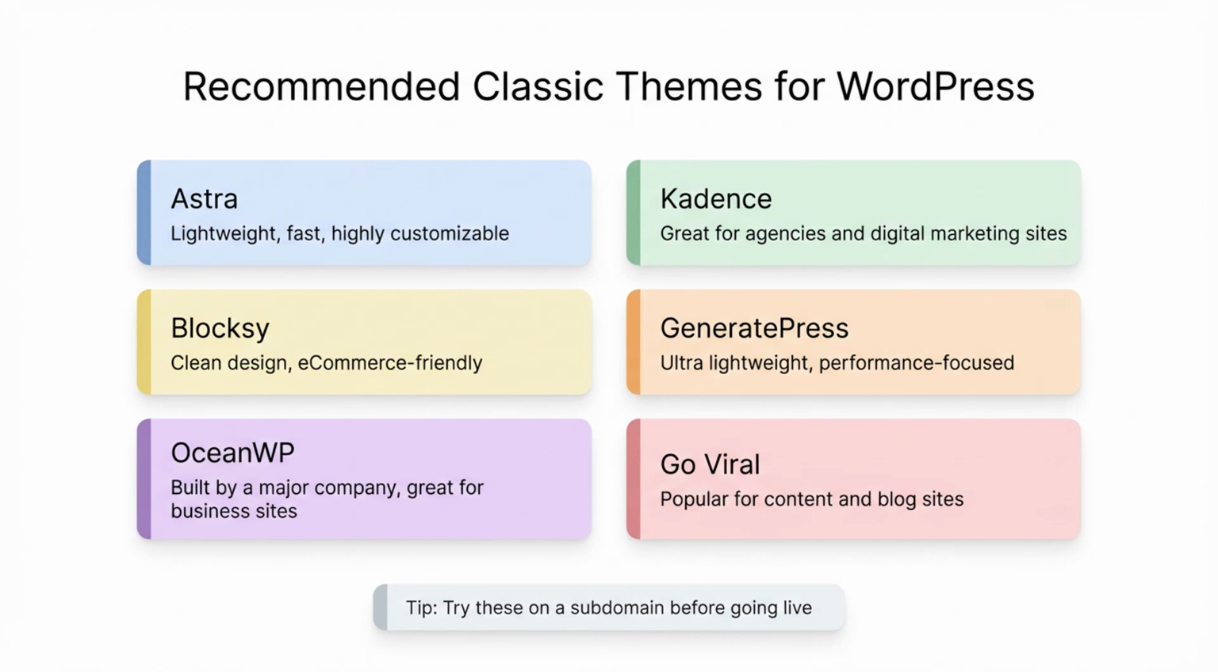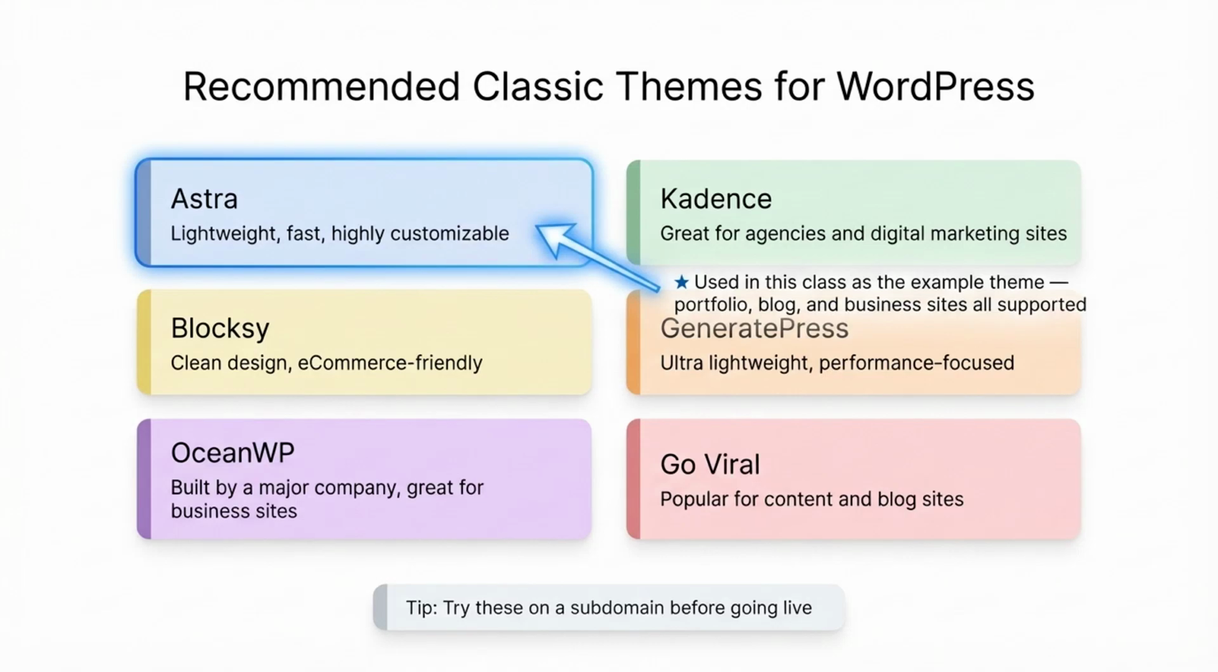The instructor shares a list of high-quality classic themes worth knowing. Astra is one of the most popular. It's lightweight and extremely customizable. Cadence is excellent for agencies and digital marketing projects. Blocksy is clean and works well for e-commerce. GeneratePress is known for its speed and minimal footprint. OceanWP is built by a well-established company and suits business websites. And GoViral is great for content-heavy or blogging sites. These are all worth bookmarking.